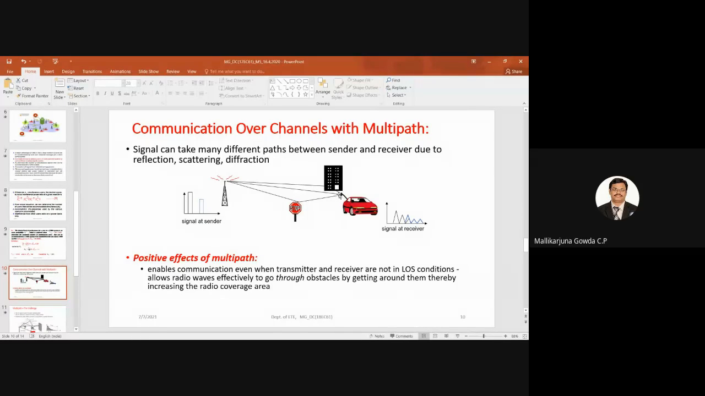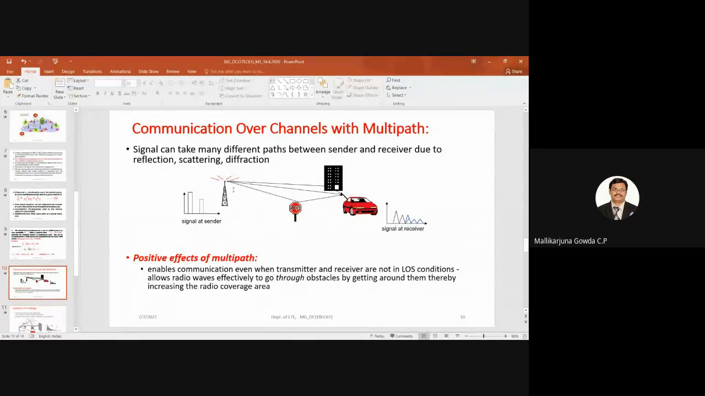Another one is hitting some signboards, and then reaching the receiver. This is just an illustration; many other things will be there, even trees, hills. So between the transmitter and the receiver, there will not be just one path in the case of wireless. The signal received at the receiver will be traveling through different paths.